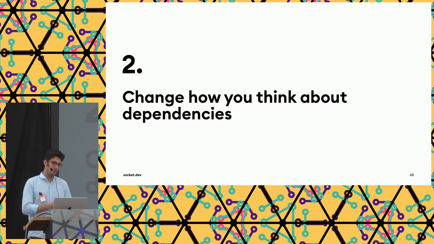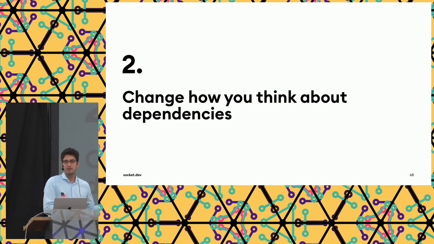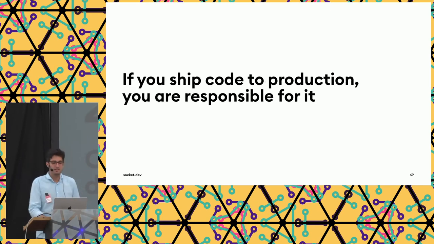Finally, I think we should really change how we think about dependencies. We need to shift our mindset around it. I think a lot of people think if the code is inside of a dependency, then it's not my problem. If there's a bug in a dependency, it's not my fault, it's my dependency's fault, right? But the thing is, you're shipping this code into production. You're shipping it in an app that your users are going to use. So you're really responsible for it.